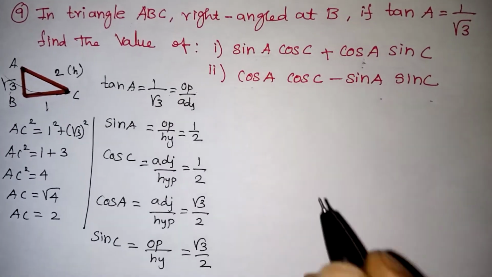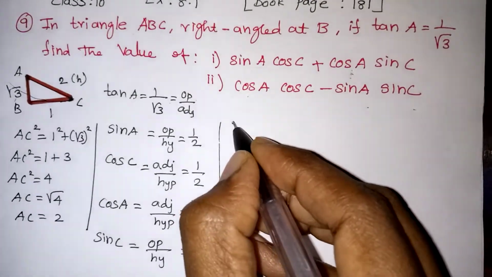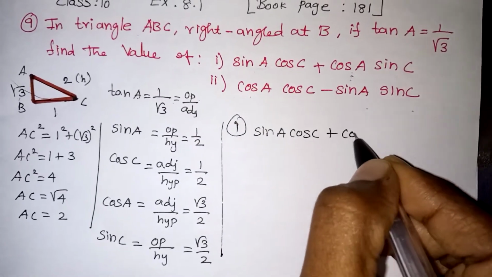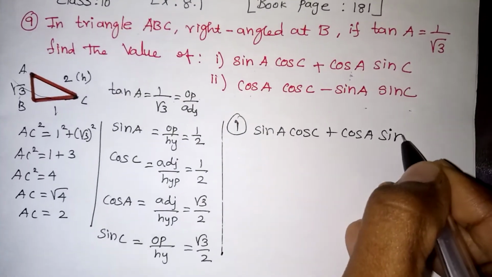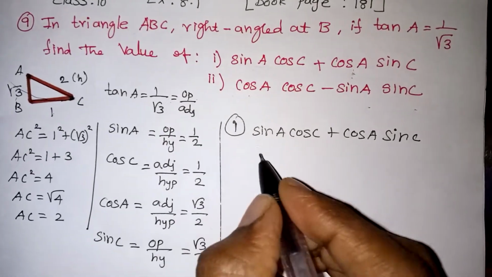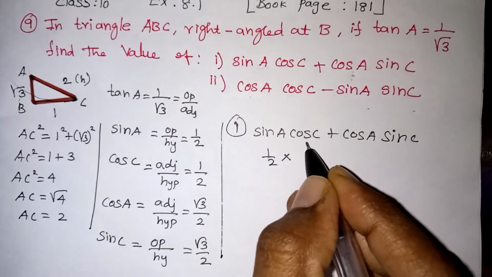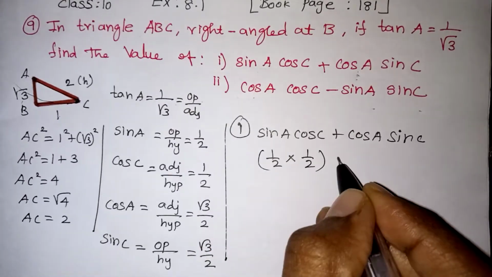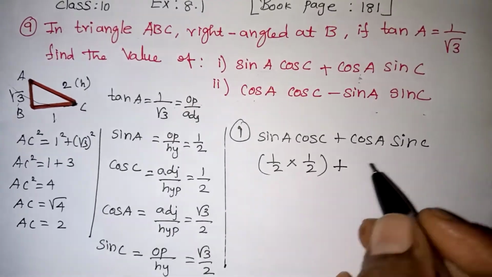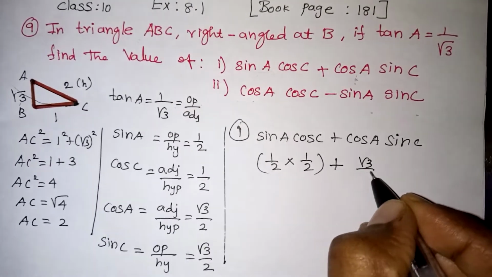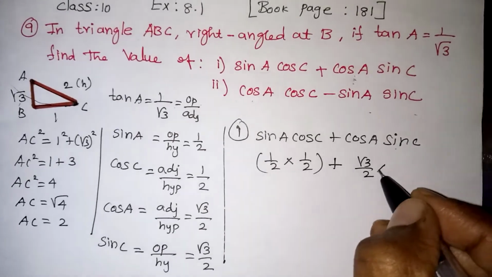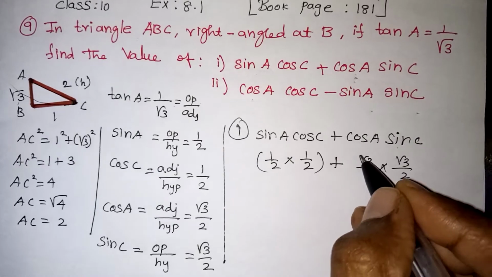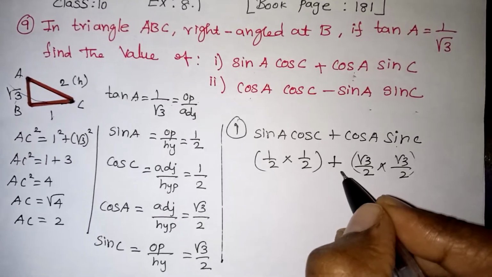So we have written all the values. Let us start the problem now. The first problem is sin A cos C plus cos A sin C. That is your given question. Let us apply now. In the place of sin A we have 1 by 2 multiplied by cos C value, 1 by 2, plus cos A sin C. Cos A is root 3 by 2 and sin C is again root 3 by 2. There is no symbol, means you have to take the multiplication. According to the board marks, first we have to complete the multiplication, then only go for the addition.